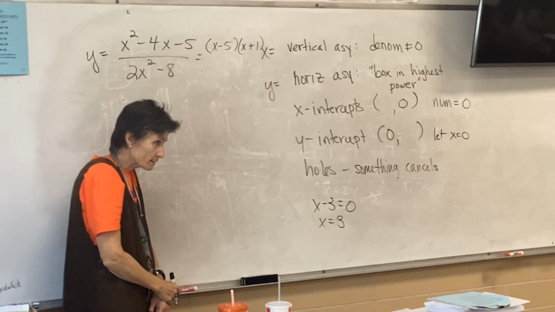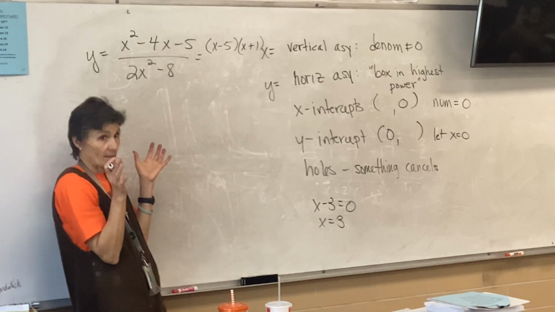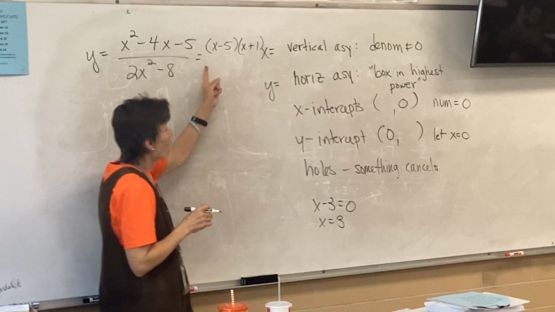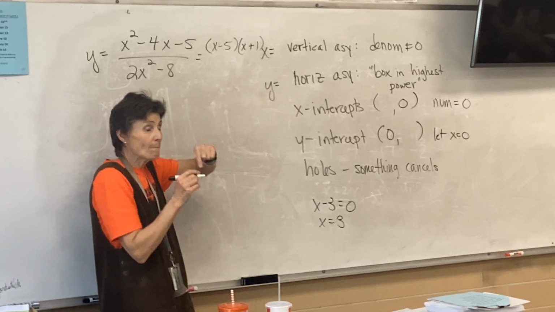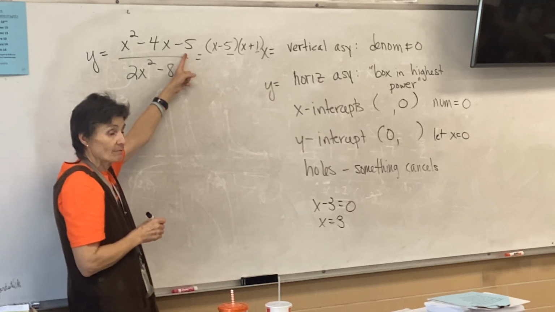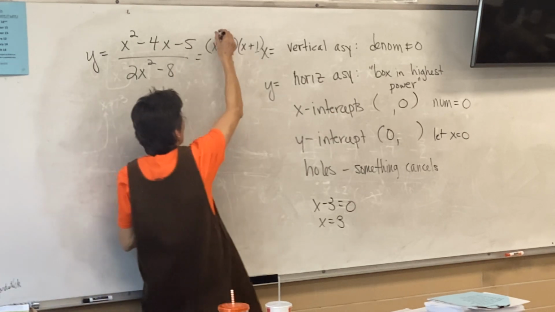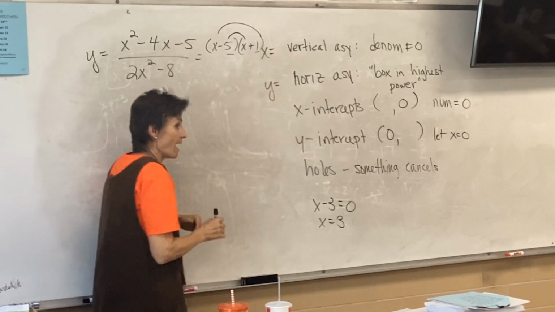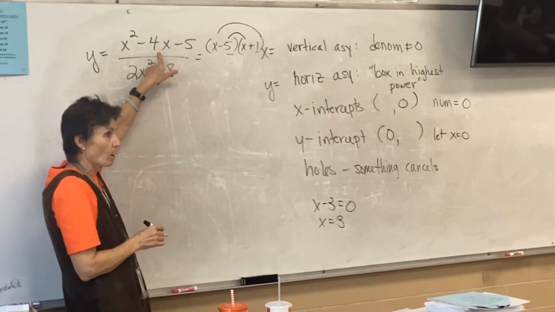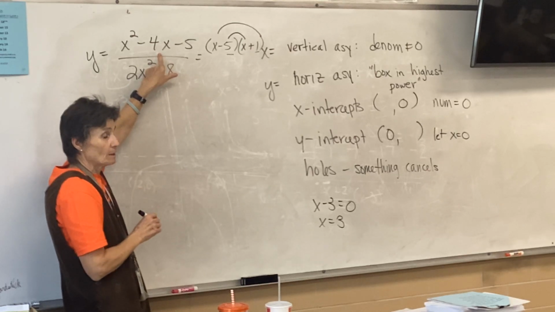How do we check? Some of you aren't very good factorers, so if you're one of those people that misses a lot of your factoring problems, FOIL it back out. Remember that this times this has to be -5. That's the rule. And then this and this have to add up to -4. That's the rule. That's how we factor.